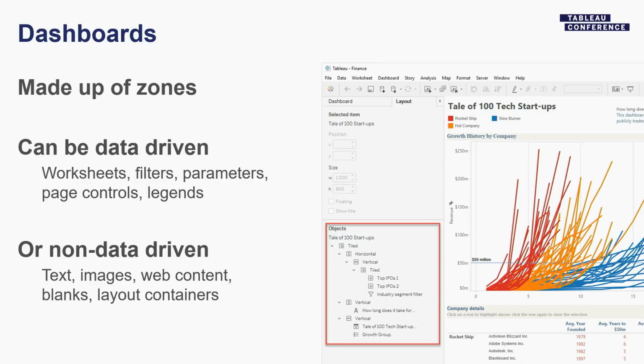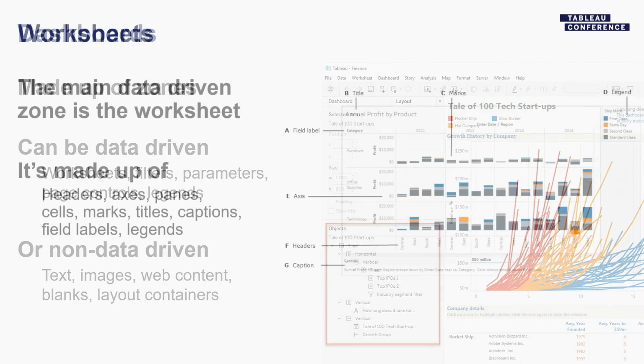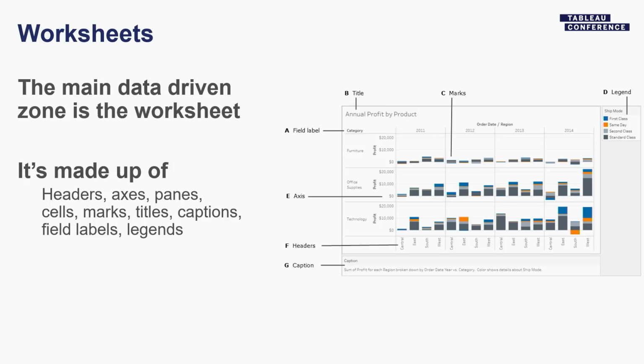So the more of such elements you have on a page, the more data needs to come into Tableau to render that page. So our worksheets themselves, clearly, these are the main data-driven zone, and they're made up of panes and headers and axes, legends, marks, and so forth. And it's the marks that we are principally concerned with. In this example here, every one of those bars is made up of segments, and every one of the segments in those bars is a mark, and each one of those marks is getting data from somewhere. It's an aggregated piece of data.